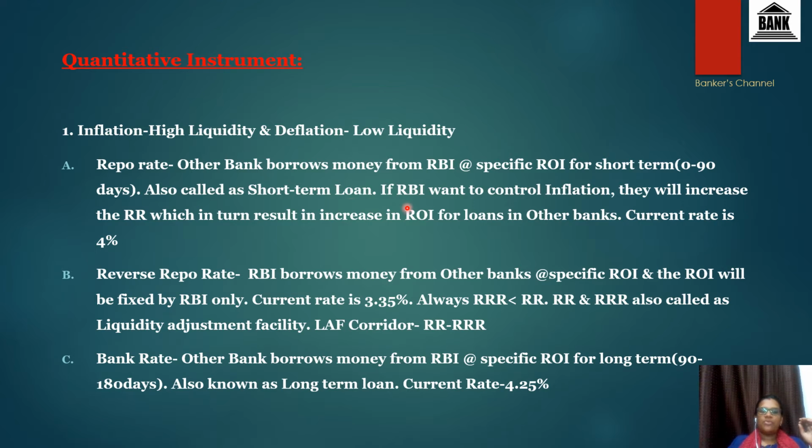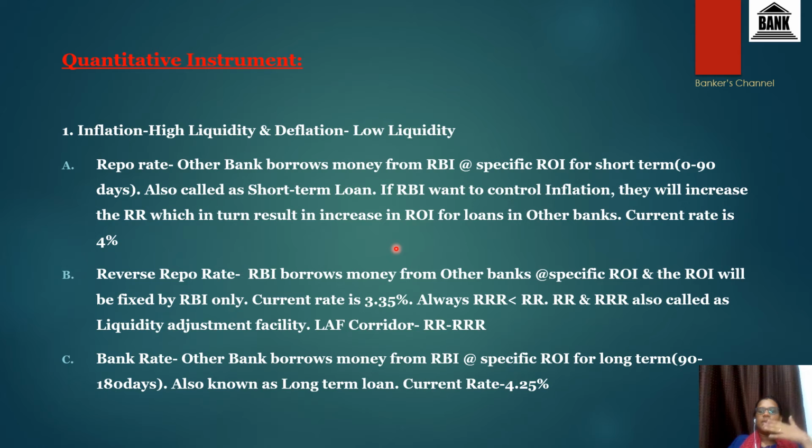Okay, if RBI wants to control inflation, they will increase the repo rate. If the RBI wants to control the money circulation in the economy, they will increase the repo rate so that the other banks will not borrow money from the Reserve Bank of India since the rate of interest is high. Hence, the banks will not have sufficient funds to provide loans to the people.